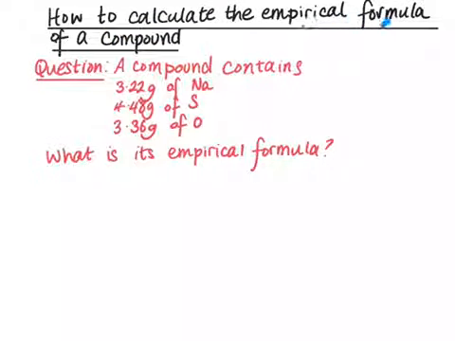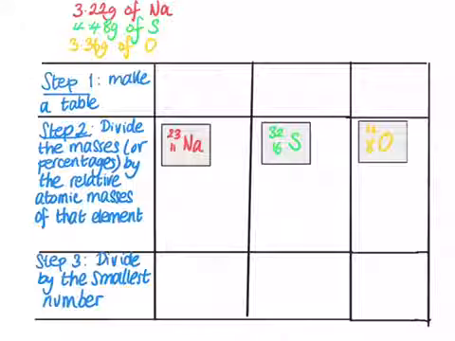How to calculate the empirical formula of a compound. So the empirical formula is the simplest whole number ratio of elements in a compound. A typical question might be, a compound contains 3.22 grams of sodium, 4.48 grams of sulfur, 3.36 grams of oxygen. What is its empirical formula?